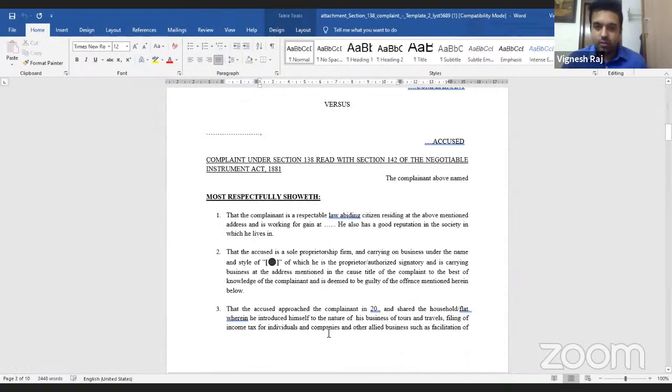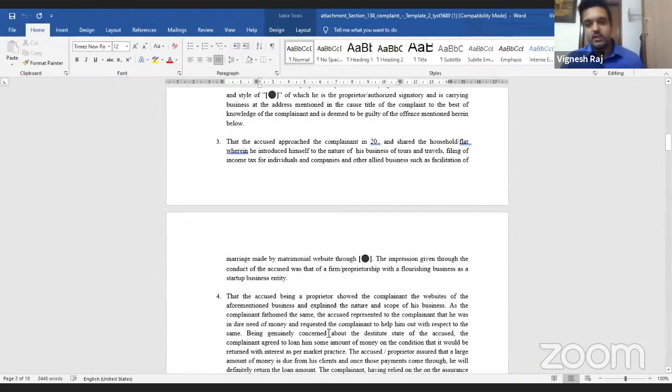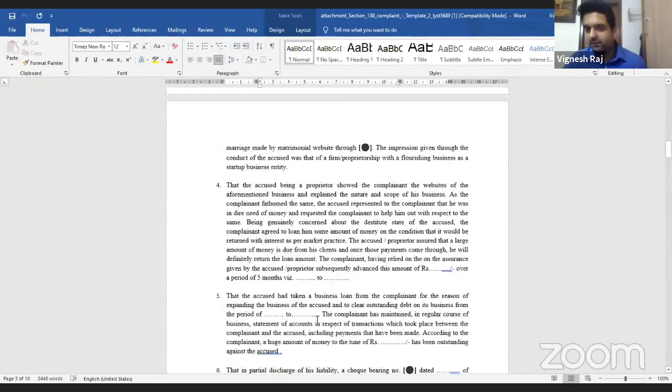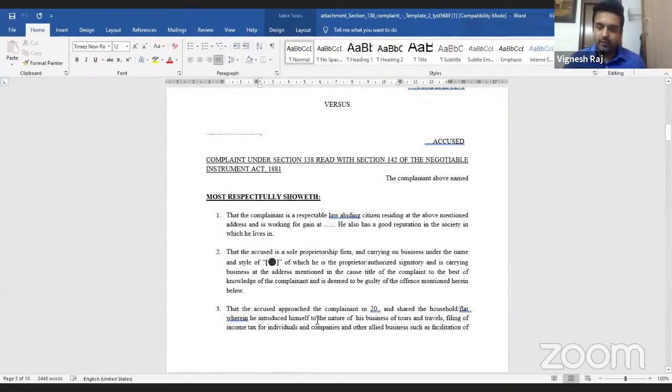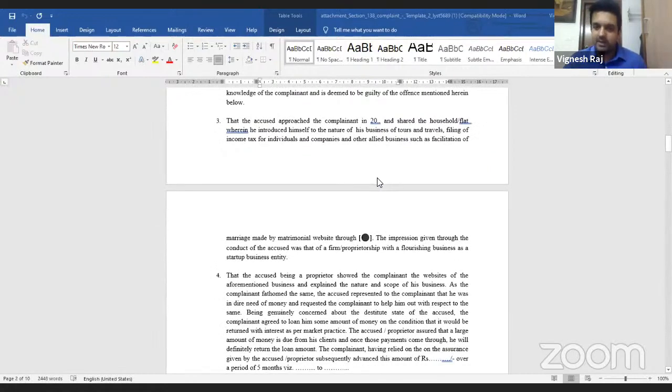So you need to most importantly state that your complaint is being filed towards the discharge of a debt. So you give, as I explained in the notice as well, a brief explanation of what the complainant does and what the accused is engaged in the business of, whether they are companies, proprietors, and so on and so forth. And that's pretty much what you need to state for your introductory paragraphs.